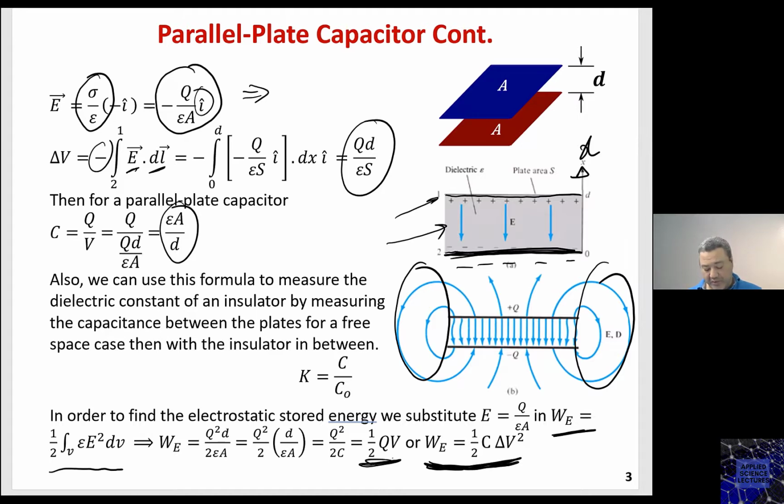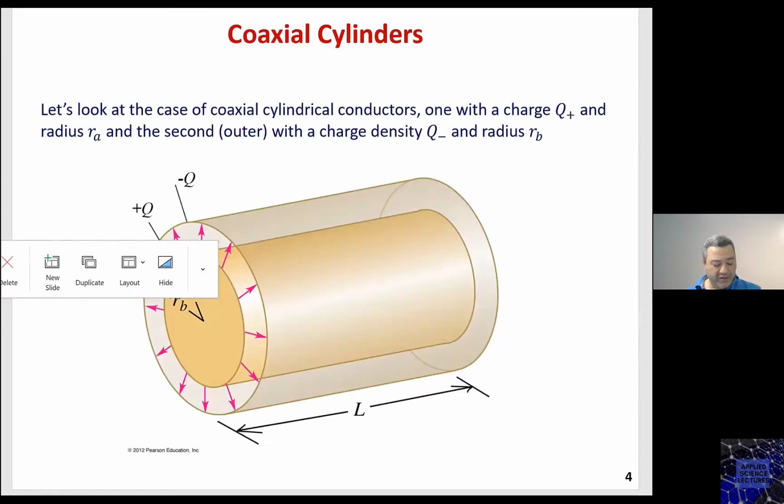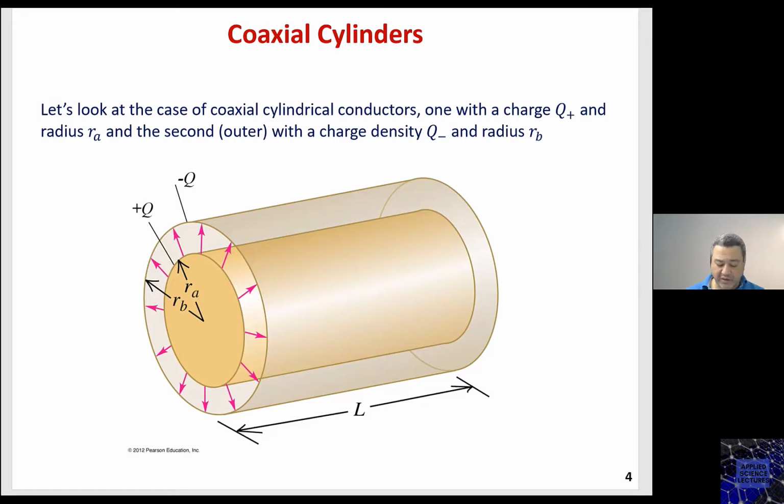So it's half QV, or half C potential difference squared. The second type is the cylindrical type, which is called a coaxial cylindrical conductor. In this case, we have an inner conductor that has a radius of Ra, and an outer conductor that has a radius of Rb. The electric field, as you can see, is in between those two conductors.